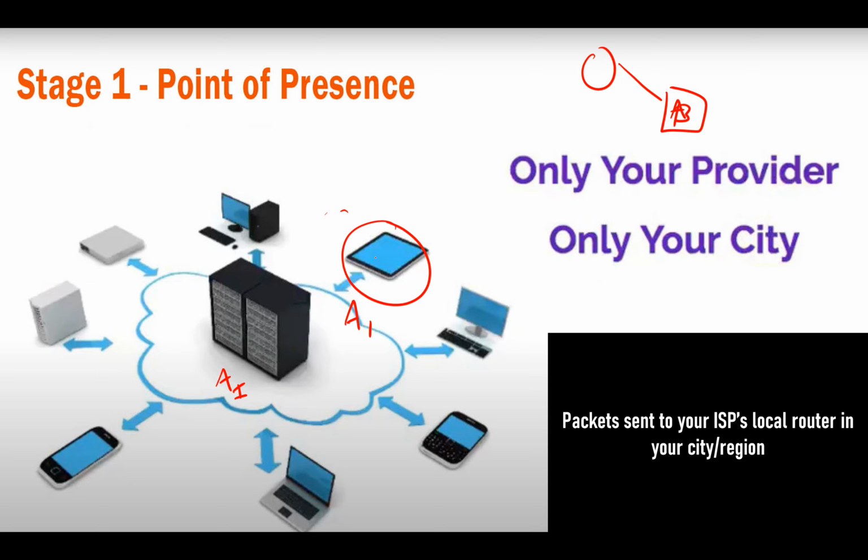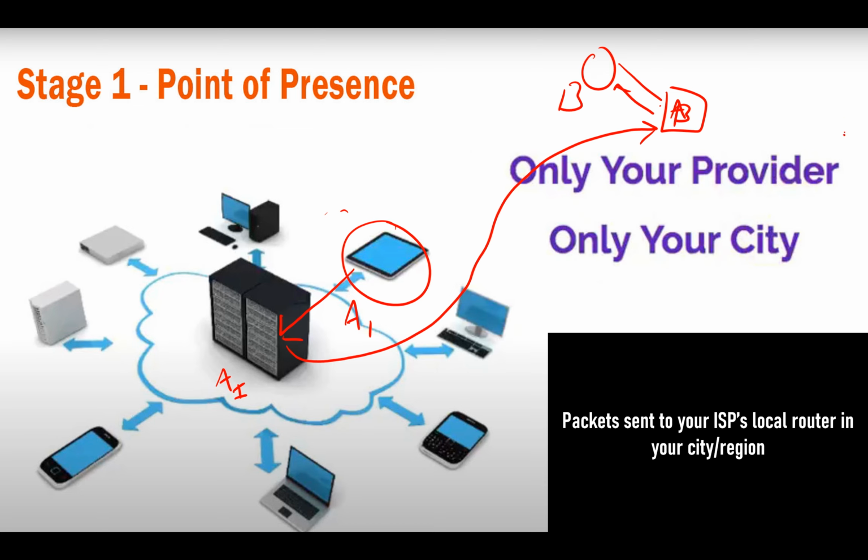Now, if someone on network A1 wants to communicate with someone on network B, since they're both using the same ISP, it's easy because it can be sent to this ISP's router. This router can send it to the other router, and this router can then send it to this particular network.